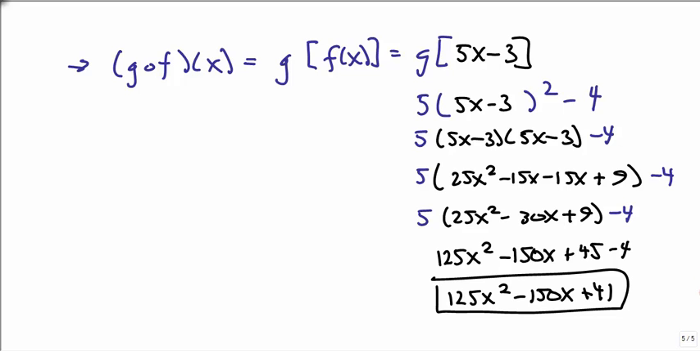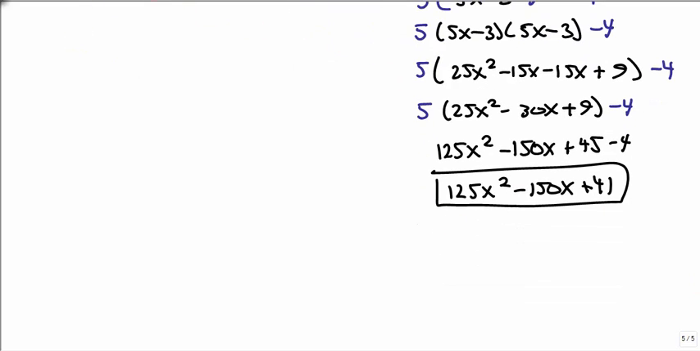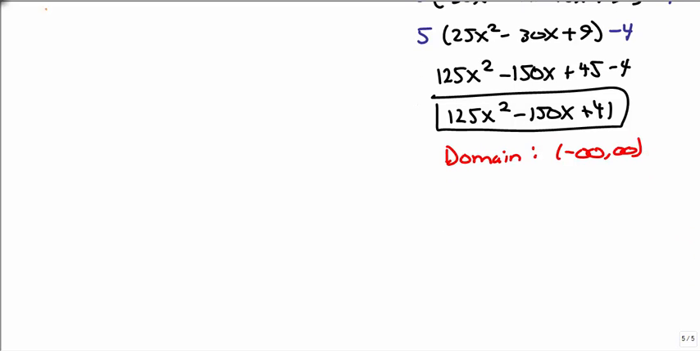Now we could talk about the domain here as well. So for the domain, there's no denominator and there's no radicals, so my domain is all real numbers. Now we've looked at f of g of x and g of f of x. We can also look at evaluating these. So we're still using our same two functions, so let's write those down again since they're off the screen. We had f of x equals 5x minus 3, and we had g of x equals 5x squared minus 4.